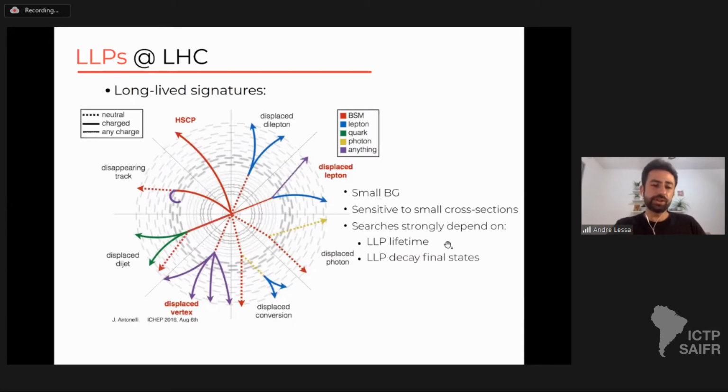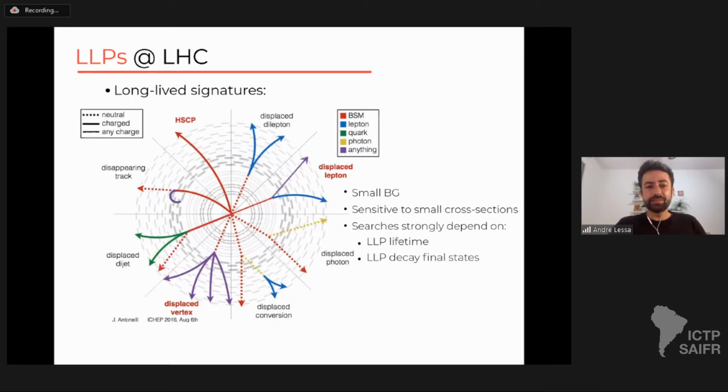The huge advantage of these searches is that the background is really, really small. So it's very different from the typical dark matter searches using MET and jets, where there's a huge background. Here, the background is, in most cases, almost zero. So it can be sensitive to very small cross-sections for this mediator production. But it strongly depends on how the mediator is being produced and how it's decaying.